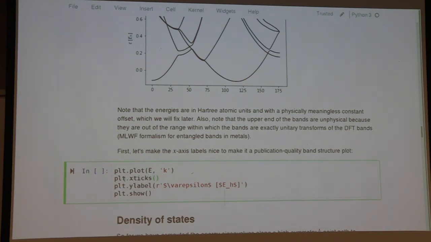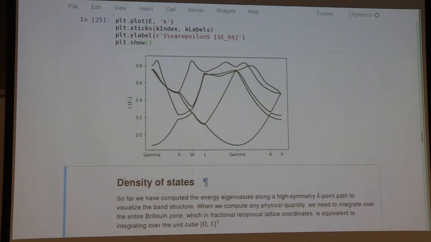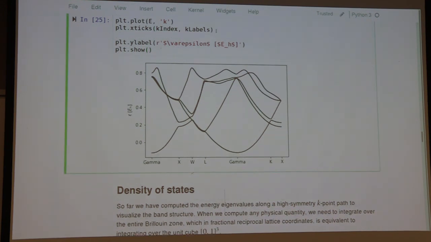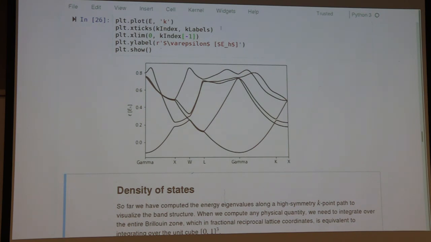So we had the index and the labels for the k point. So we can label the plot that way. We can further remove that dead space on either side of it. Right? And finally, just to fix the gamma, we can do a quick Python hack like this.